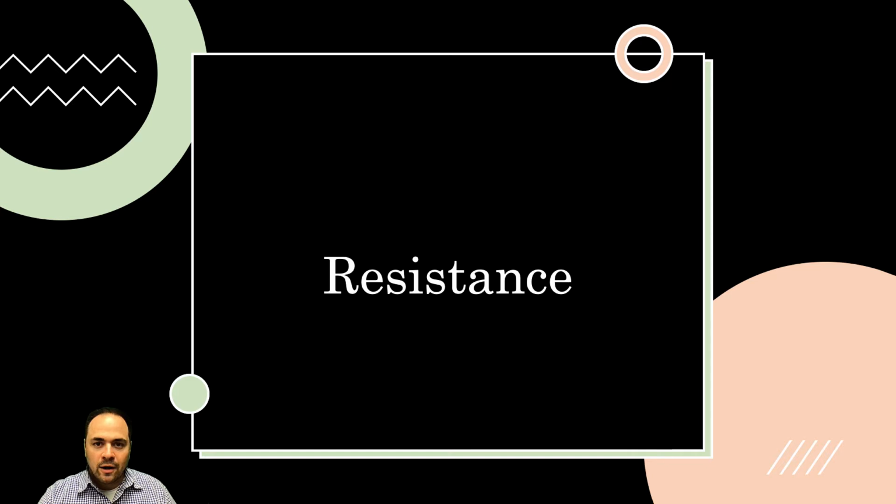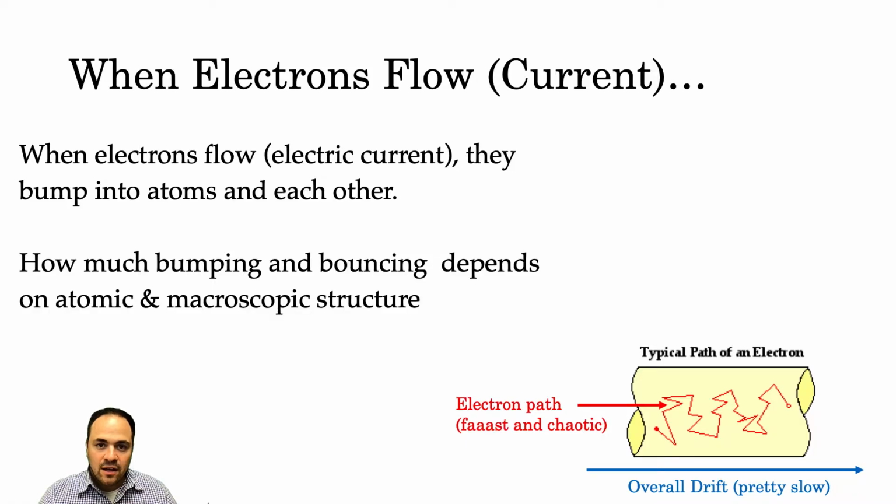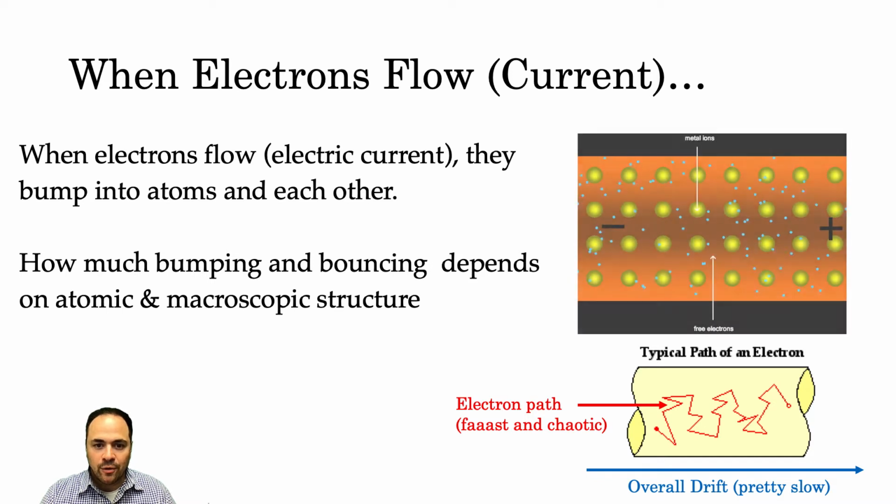Hey everybody, we are going to continue into circuits by talking about resistance. Now, when we have current flowing, the electrons are bumping and vibrating and running into atoms and other electrons. And how much of this bouncing and vibrating and running into atoms depends on the structure of the material that these electrons are moving through.